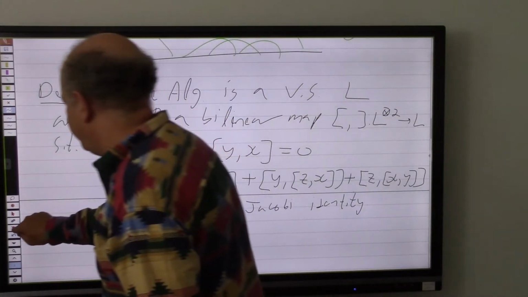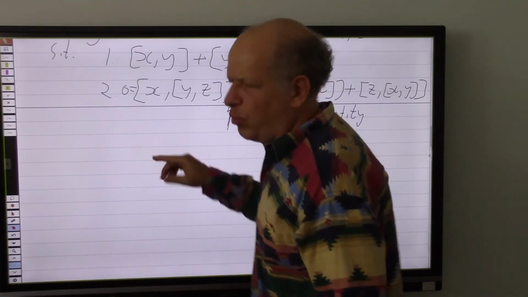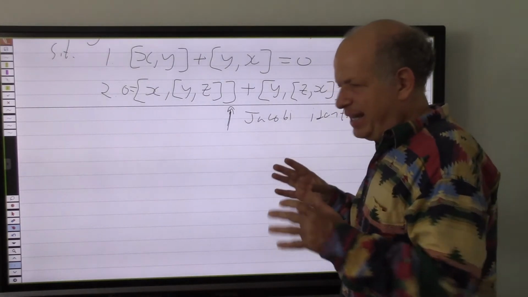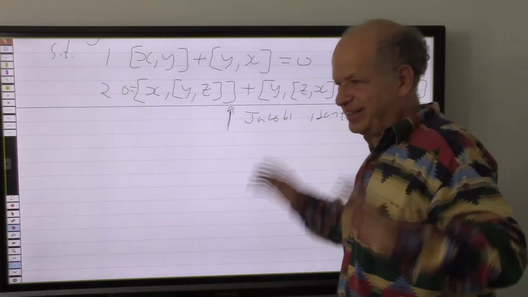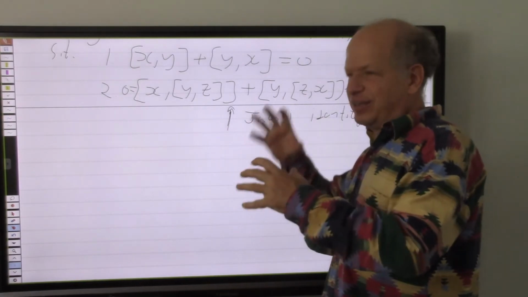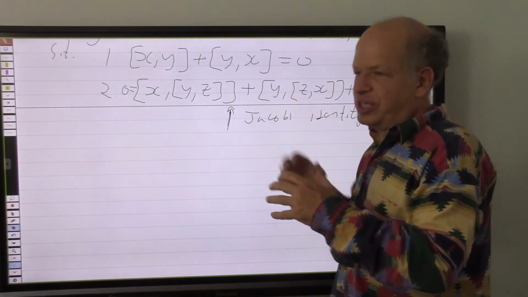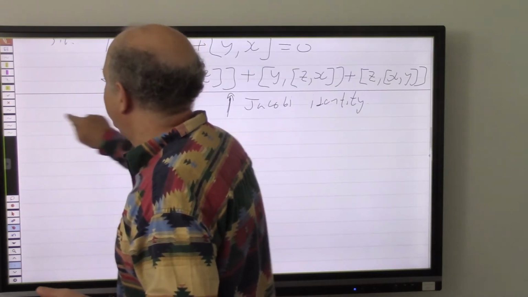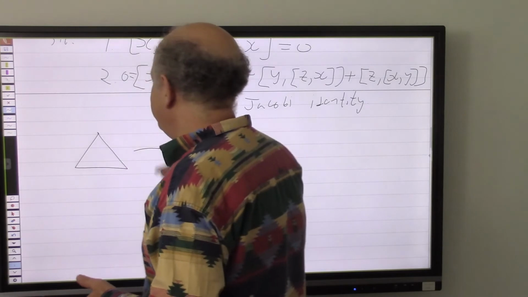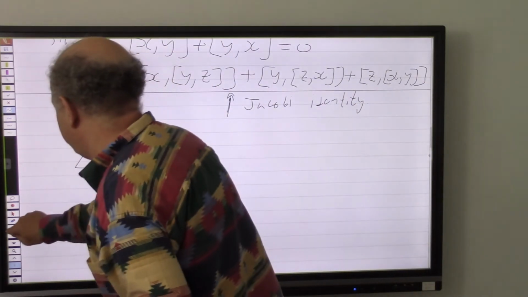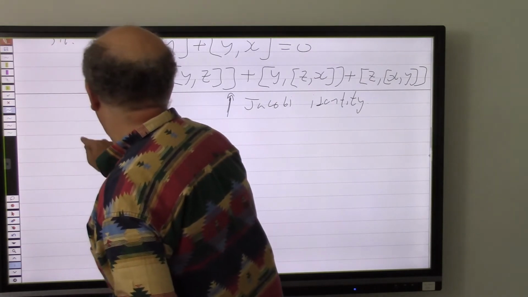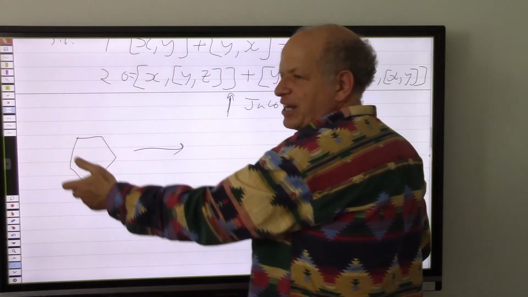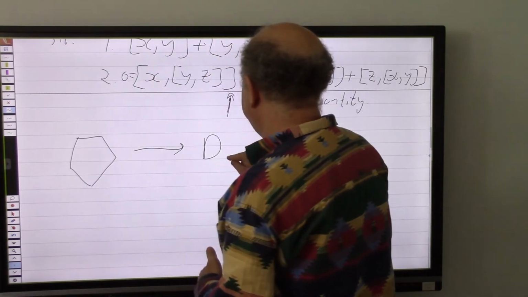So in a word, where do Lie algebras come from? I'm not going to prove anything about it, I'm just going to state it. If you have some object and you look at its group of symmetries, sometimes the group of symmetries is discrete. If your object is a triangle, or let's make it more interesting, if your object is a pentagon, then its symmetries are rotations and reflections, and the group of symmetries is D5.